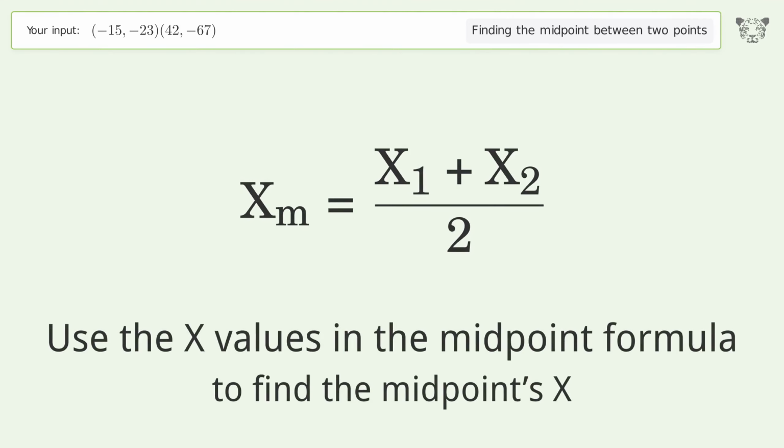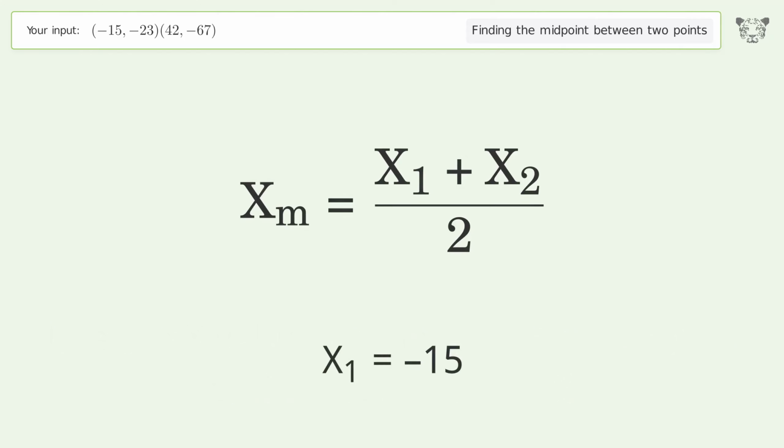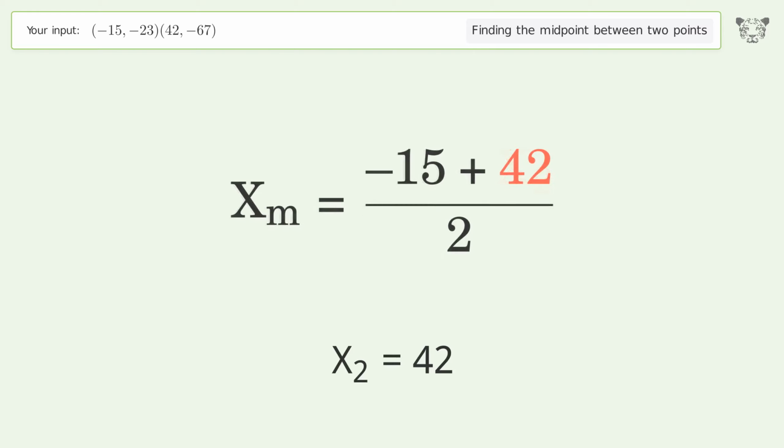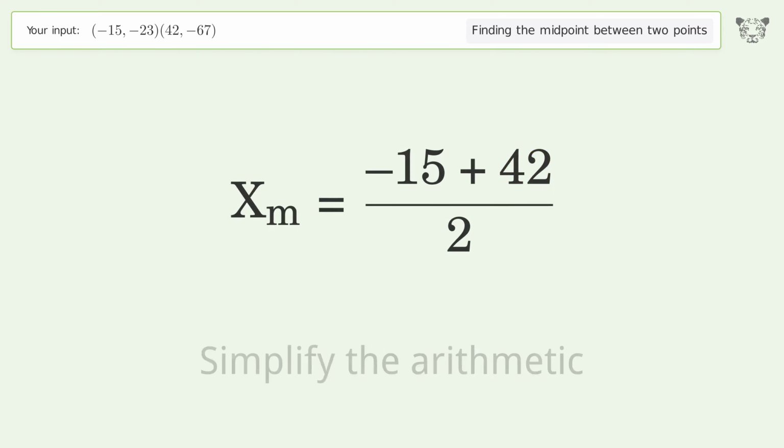Use the x values in the midpoint formula to find the midpoint's x. x1 equals -15. x2 equals 42. Simplify the arithmetic.